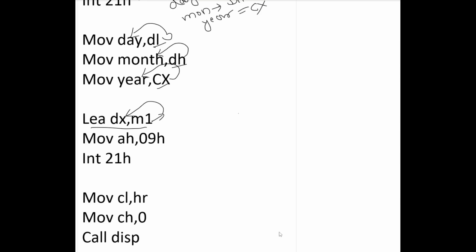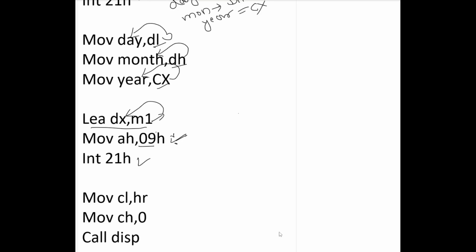mov AH, 09h is a value which is moved into the AH register. This line sets the function code for the interrupt 21h, which is used to display a string onto the console. We use this line to display a string onto the console. Next, int 21h, it generates an interrupt.